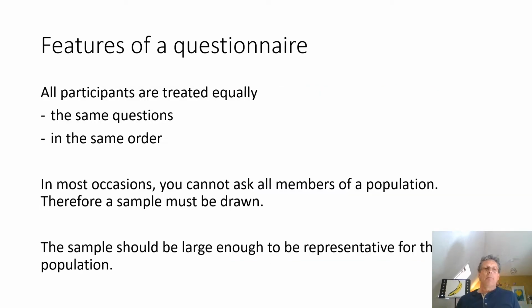Features of a questionnaire: all participants are treated equally, with the same questions in the same order. And it's most of the time impossible to ask every member of a population. Therefore, you draw a sample. You don't ask all students of NHL Stenden, you only ask 200 of them. We call that a sample. But the sample should be large enough to be representative for the entire population.